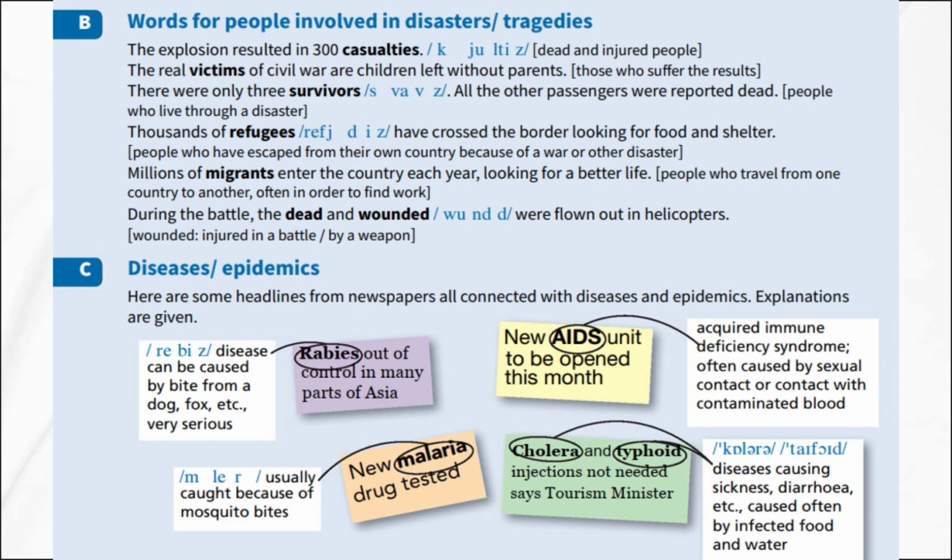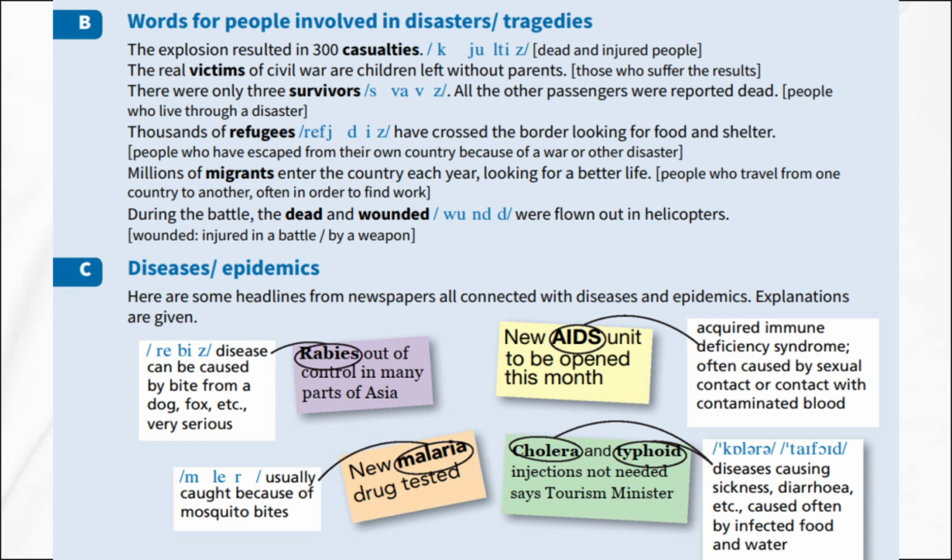Millions of migrants enter the country each year, looking for a better life. They travel from one country to another, often to find work. During the battle, the dead and wounded were flown out in helicopters. The wounded are people who have been injured in a battle or by a weapon.